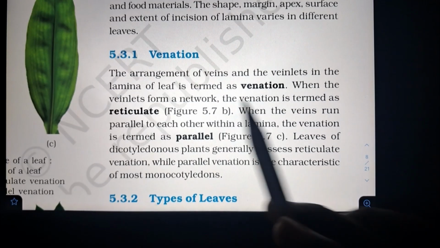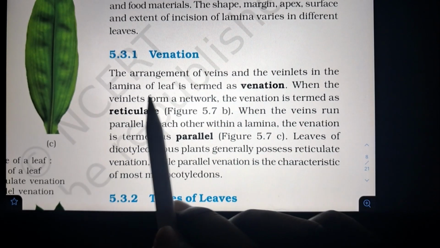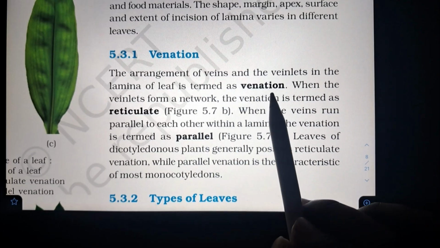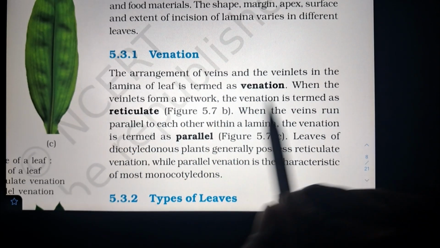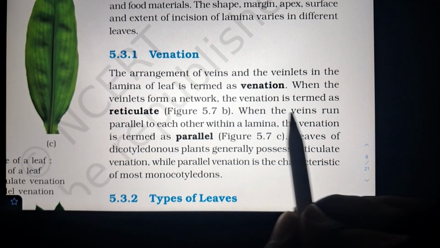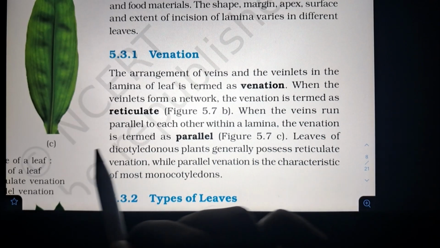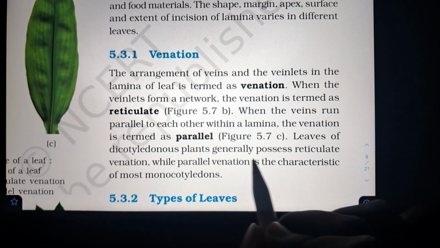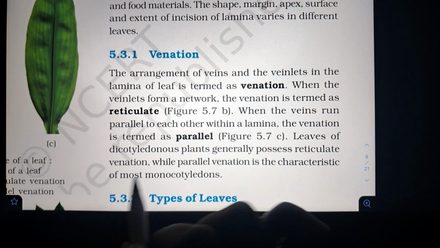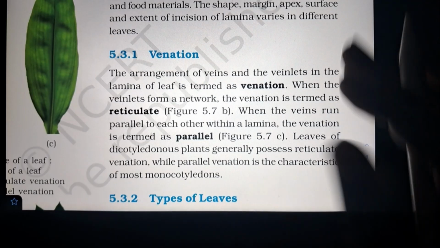Venation. The arrangement of veins and veinlets in the lamina of a leaf is termed venation. When the veinlets form a network, the venation is termed reticulate. When the veins run parallel to each other within a lamina, the venation is termed parallel. Leaves of dicotyledonous plants generally possess reticulate venation, while parallel venation is characteristic of most monocotyledons.